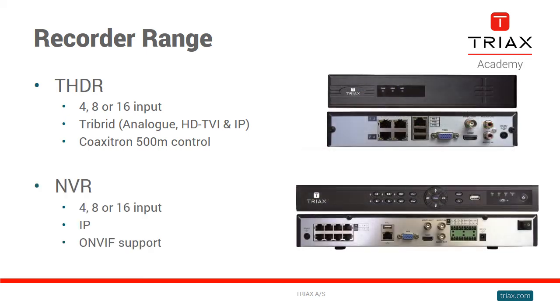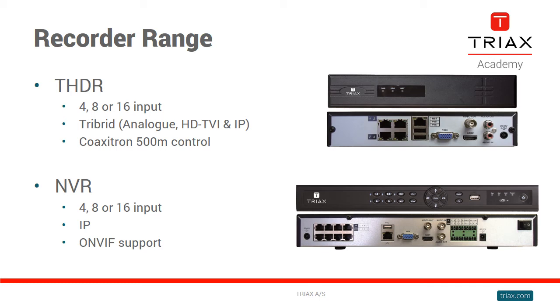The recorders for the IP range are called NVR. As the THDR, the NVR comes in 3 versions as well, 4, 8 and 16. The NVRs are not tri-brid, they only support IP as input.